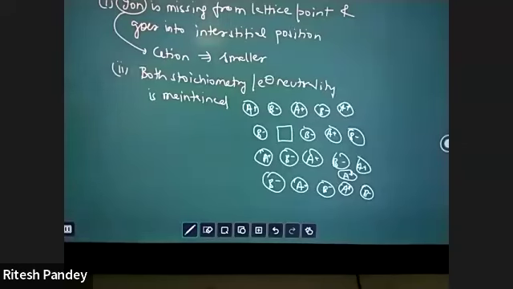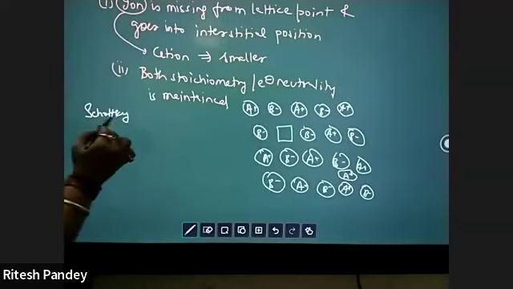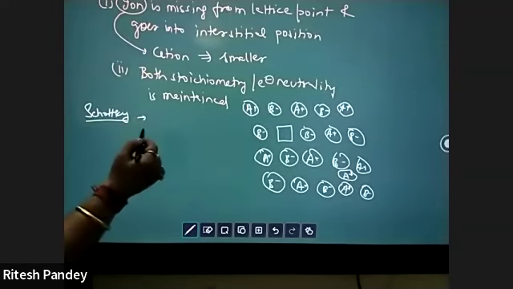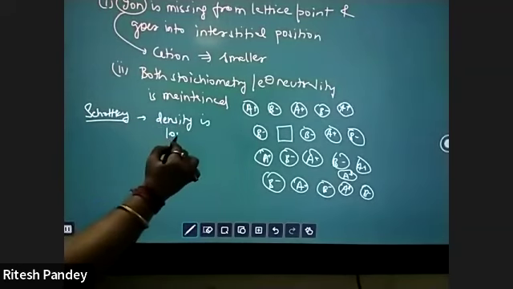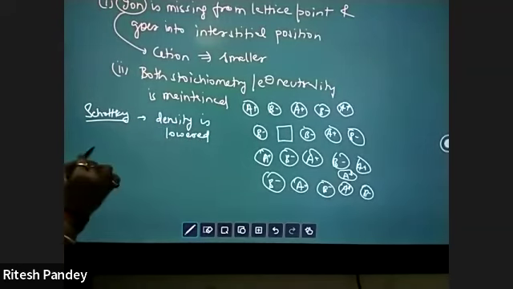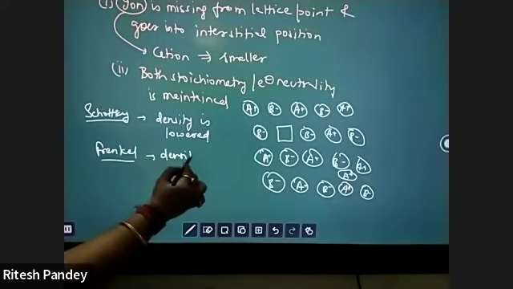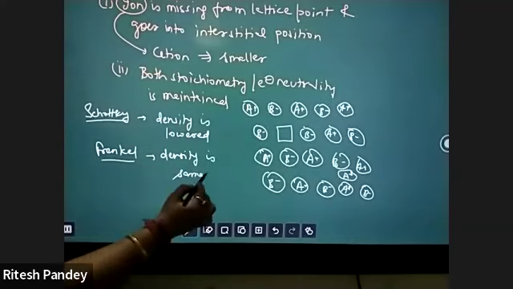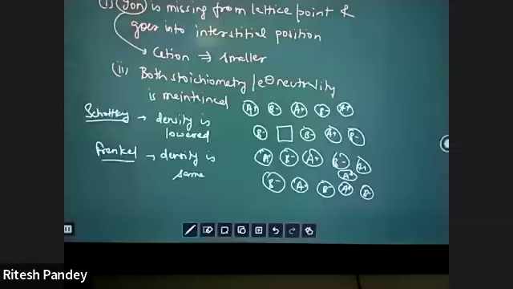And right away, one difference between Schottky and Frenkel you can figure out is, in Schottky, because the number of particles is lessened, the density is lowered. The overall density of the crystal is lowered. Whereas in Frenkel, the density is the same because they're not gone. And A plus missing here would go into an interstitial position. And this is one basic difference between Schottky and Frenkel defect.